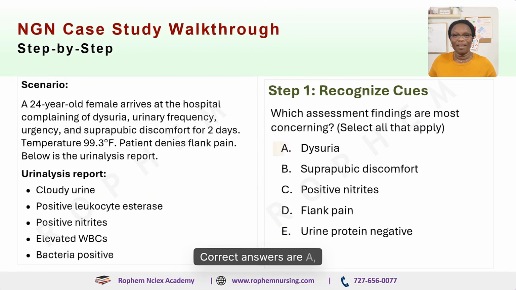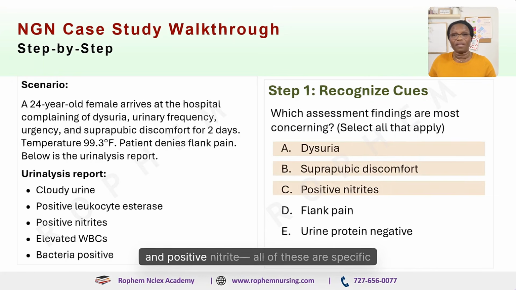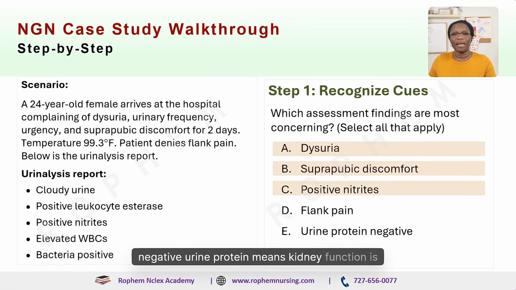Correct answers are A, B, and C. This is the rationale. Dysuria, suprapubic discomfort, and positive nitrites. All of these are specific signs and symptoms for cystitis. Patient denies flank pain, so D is not correct. Answer choice E is not correct also because negative urine protein means kidney function is good. The kidneys filter blood very well and large molecules are not leaking out into the urine.